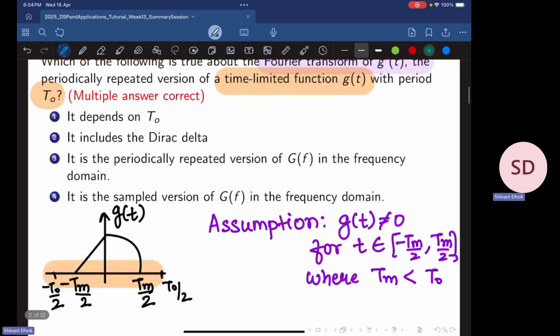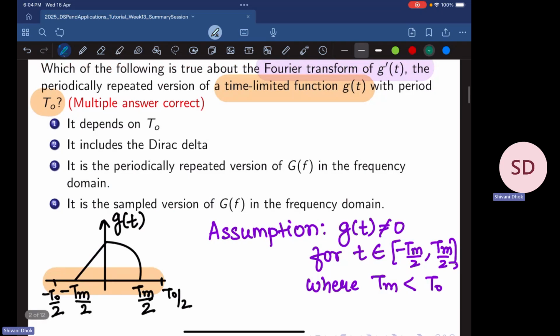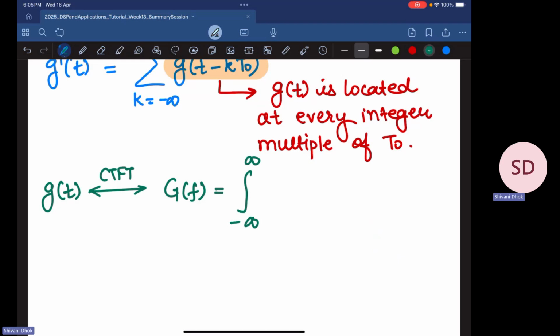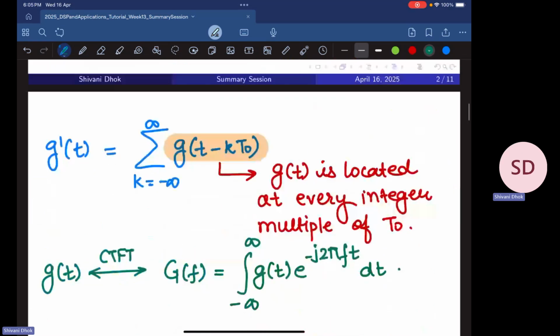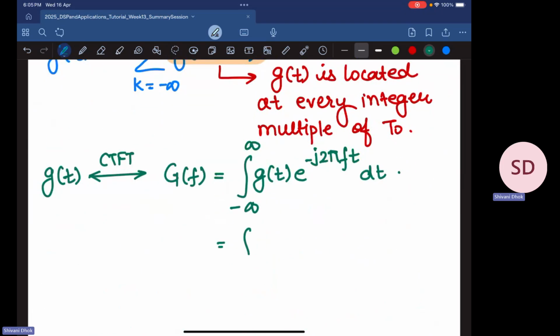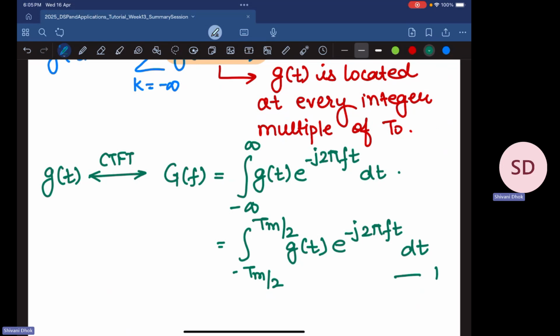Now if we go to our options, there is something called G of f, which is the Fourier transform of g of t. So g of t has a Fourier transform G of f. And how does this G of f look? Basically this is the continuous time Fourier transform of this continuous time signal. By definition, it is the integral from minus infinity to infinity of g of t into e power minus j 2 pi f t dt. But we considered that g of t is non-zero only from minus Tm by 2 to Tm by 2. So this is equivalent to the integral from minus Tm by 2 to Tm by 2 of g of t into e power minus j 2 pi f t dt. I'll number this as equation number 1.